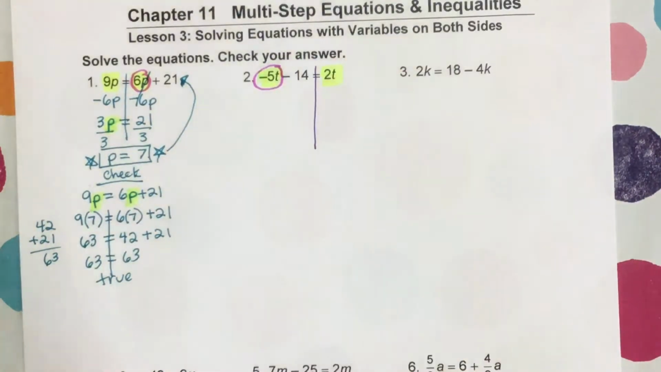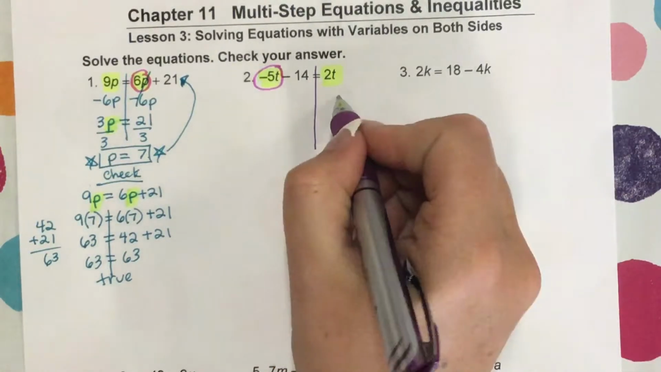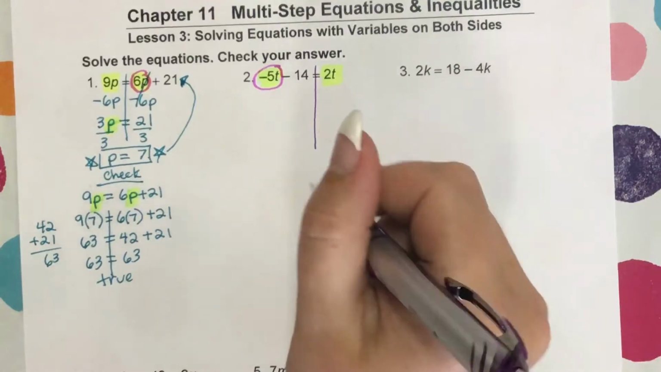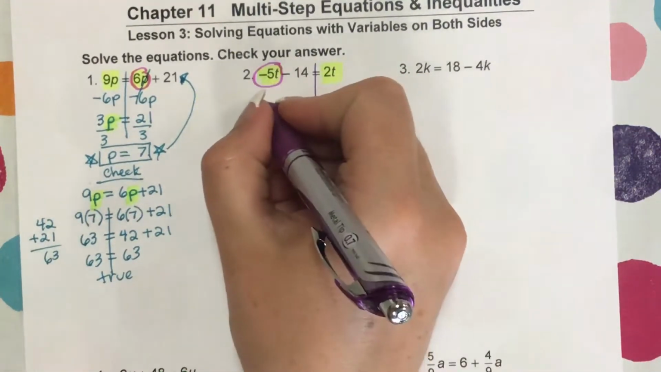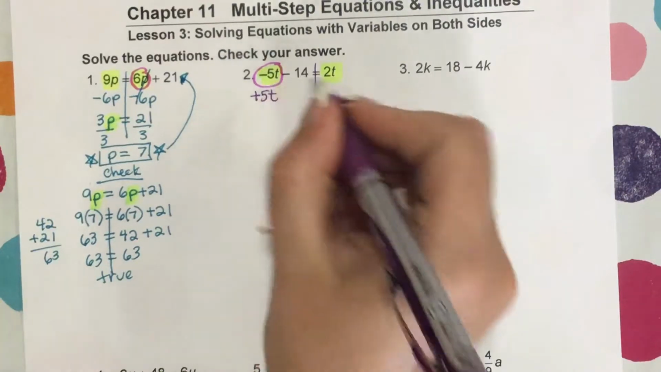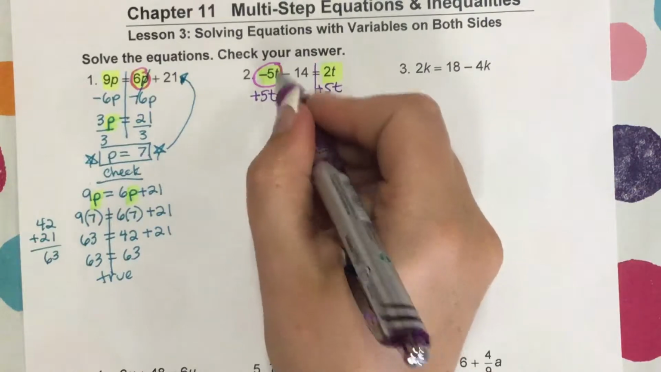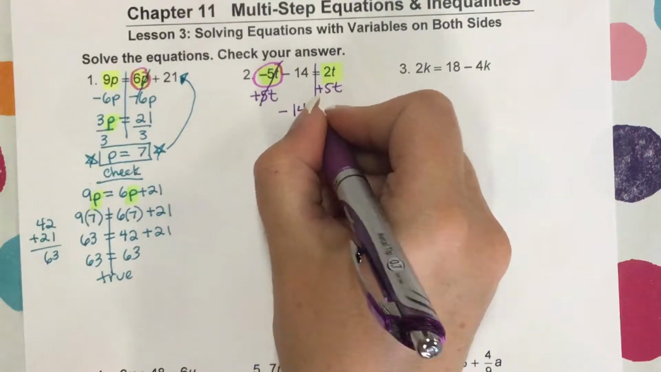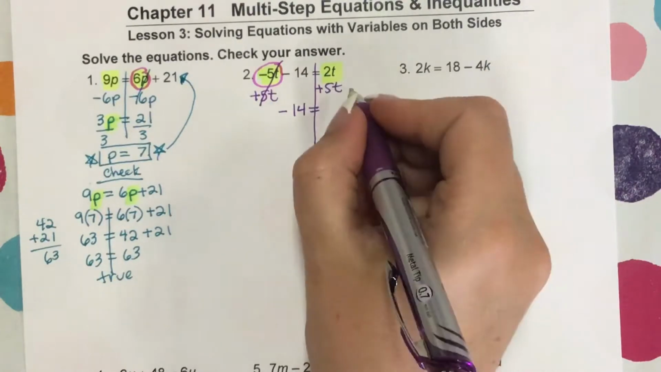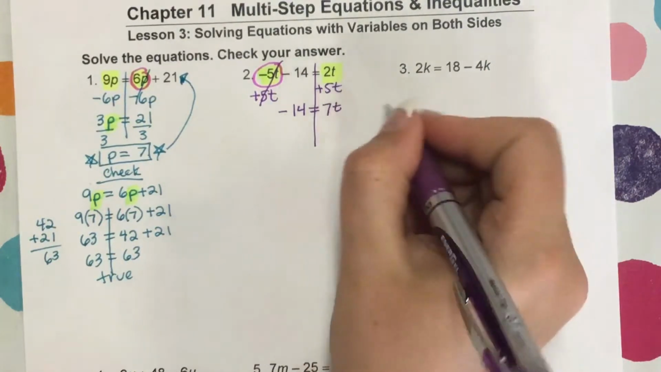This is the smaller variable, so I'm going to use my inverse operations to move this variable to the other side of the equation. So this is a negative 5t, so the inverse operation of that would be a positive 5t to both sides. Negative 5t plus 5t is 0. That cancels out. I'm left with negative 14 here. 2t plus 5t is just the same thing as 2 plus 5, which is 7t.